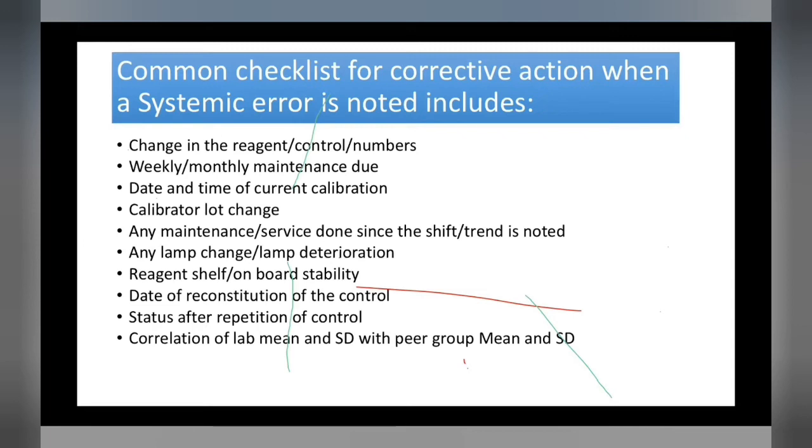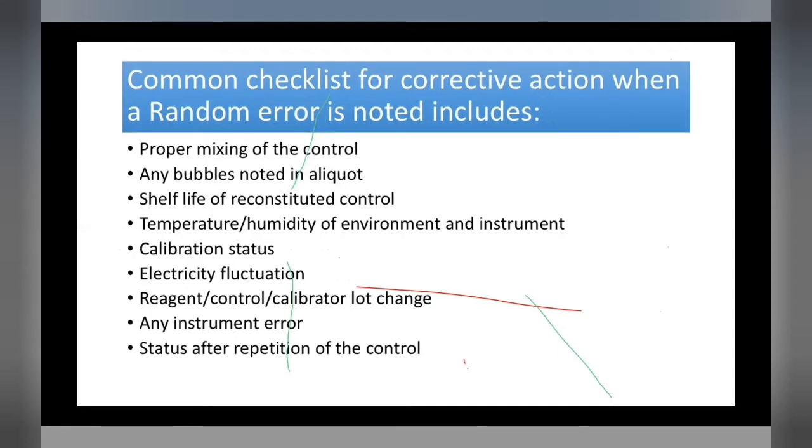Reagent shelf life for onboard stability. Date of reconstitution of the control, and after reconstitution, you are storing these controls after making aliquots. And now suppose these aliquots are not stored properly. Daily someone is taking out the box and running control and then keeping the box again in the refrigerator. The last 3-4 days you may find some variation, you may find some trend because of the control deterioration. So all these things can cause variation in your result.